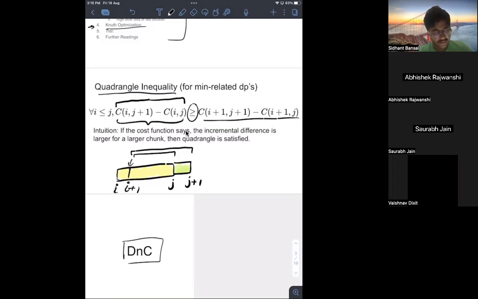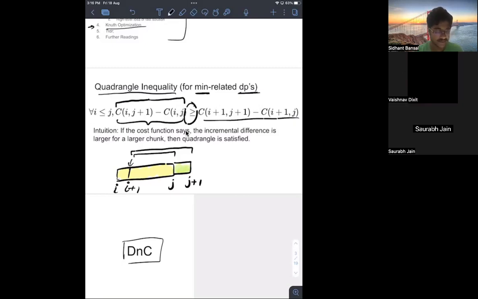And do note that when we are referring to the cost function like this and saying that the incremental difference should be larger, we are talking about min DPs. That is, in this DP, our objective is to minimize the entire DP. That's the general assumption that quadrangle works under. If you have a max DP, where you're trying to maximize your objective function, just treat this quadrangle inequality as reversed and try to prove it the reversed way, and it works. But in this lecture, we'll be mostly covering it on the min side. So that's when you say that the incremental cost increases.